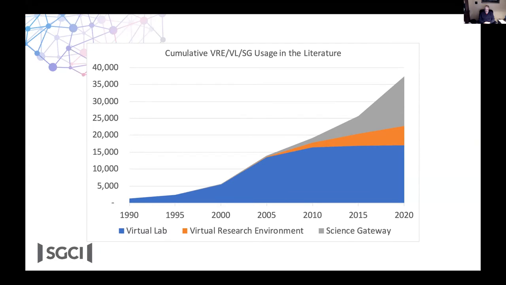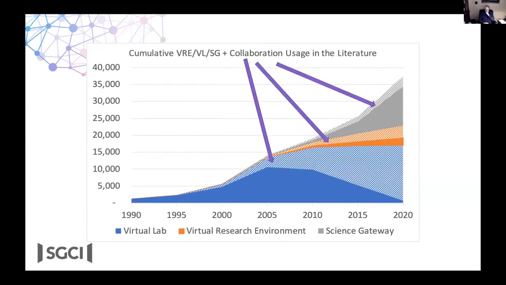If we split each one of these slices into two pieces, one where the variants of the three terms you see at the bottom are used in solid color, and the other where those variants are combined with the word collaboration, we see a different picture. Virtual labs becoming largely emphasized on collaboration, whereas they weren't at the start, and science gateways very little on collaboration.